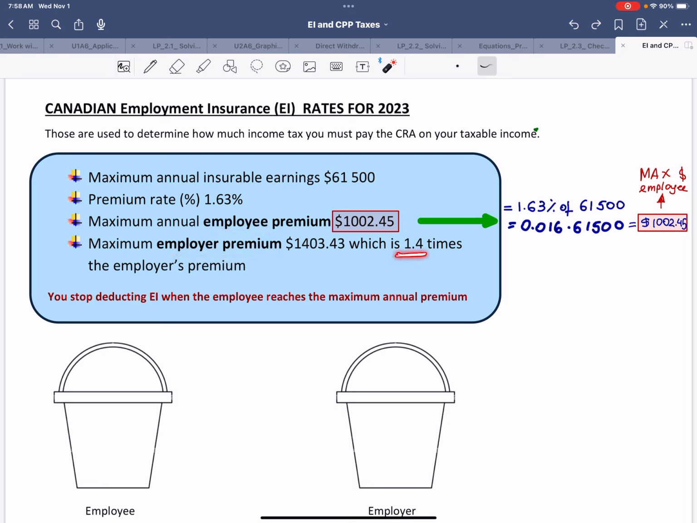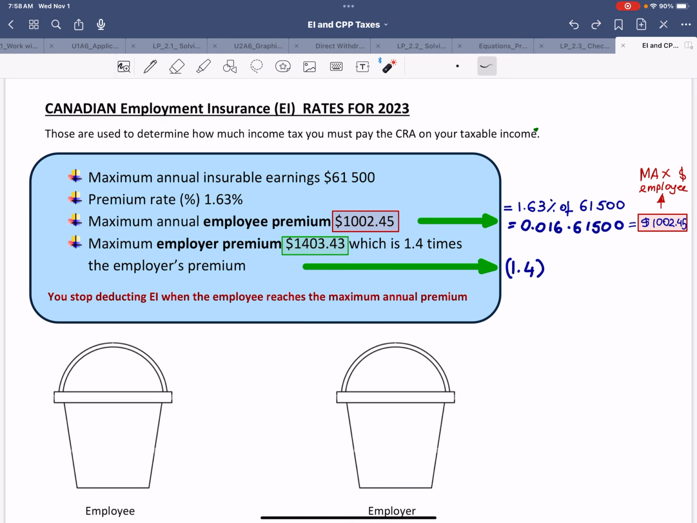And the rate that the employers pay is higher than the rate that the employees or the workers pay. And the relationship is 1.4 times the employee rates. So that works out to be equal to $1,403.43 maximum per year. Now the way this works is this.